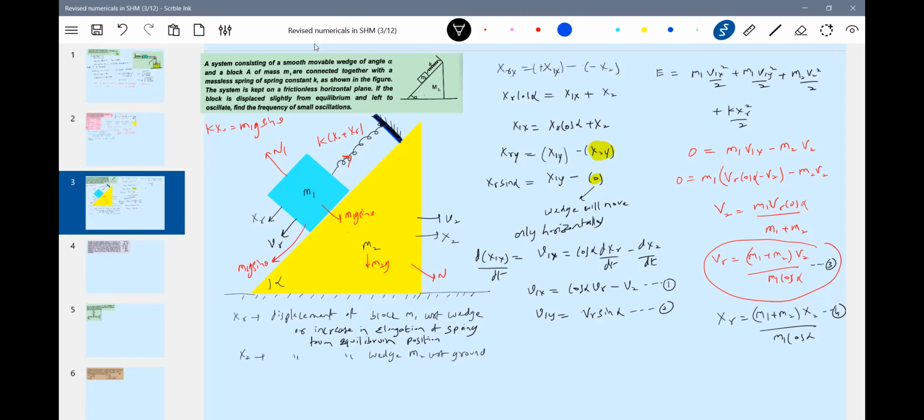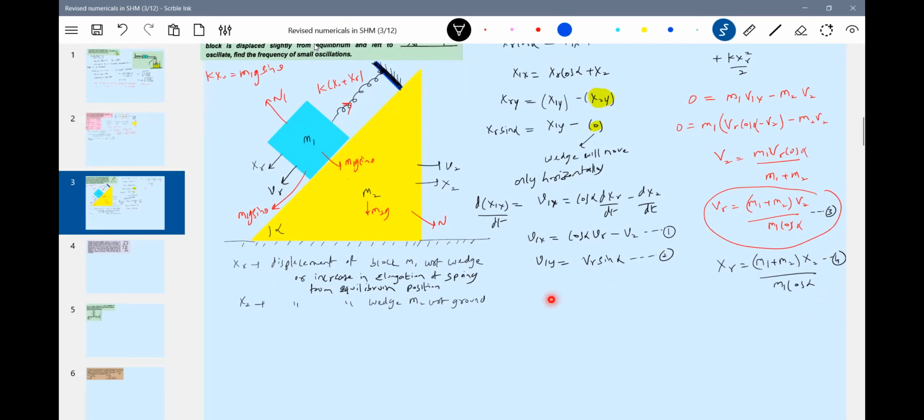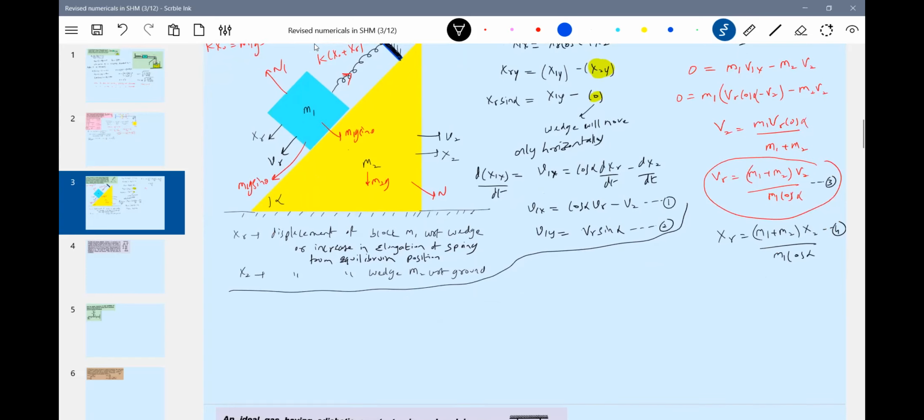First, you have to substitute 3 in 1. Then we'll get V1X in terms of V2. Substitute 3 in 2. Then you will get V1Y in terms of V2. Substitute 4. Then we'll go for all the substitution. Let me solve this now. So V1X, put 3 in 1. M2 V2 by M1. M2 V2 by this much. Alpha will be there, no? Okay. Only this one will come.